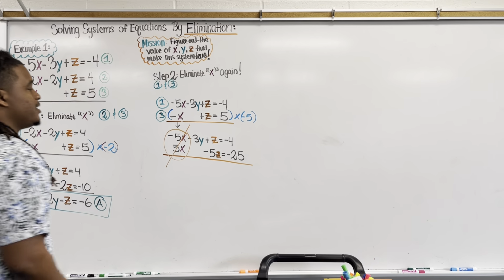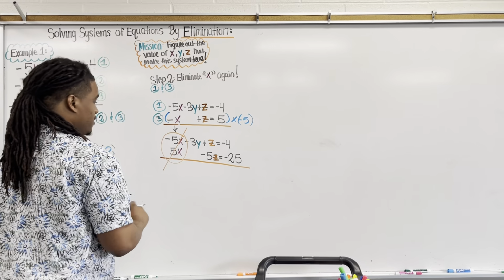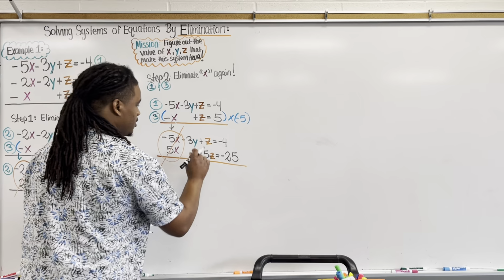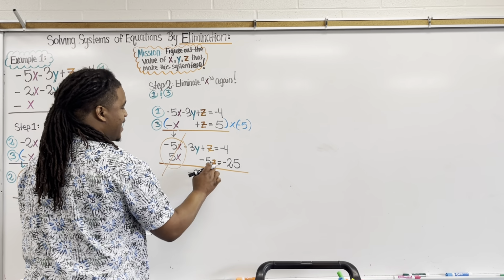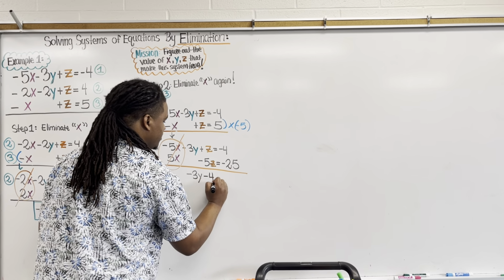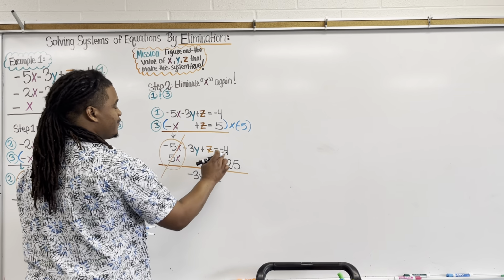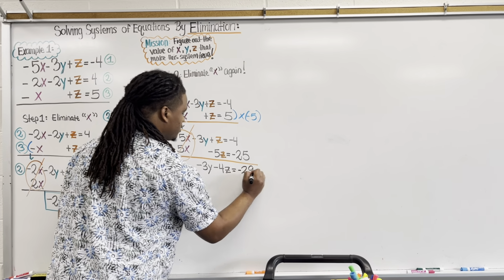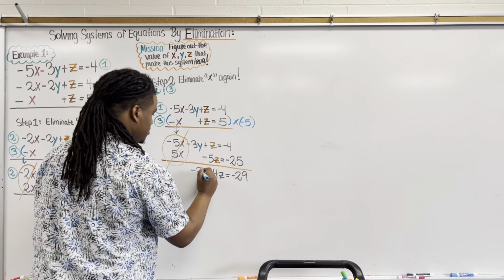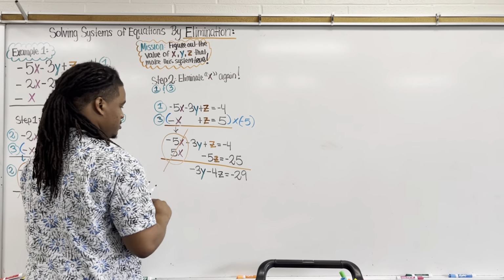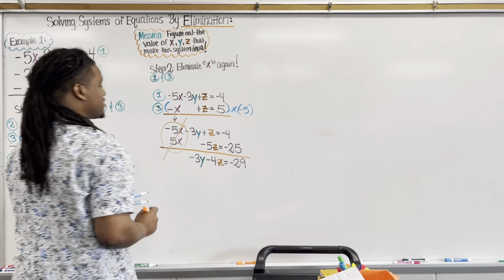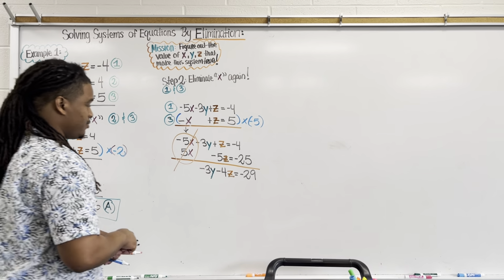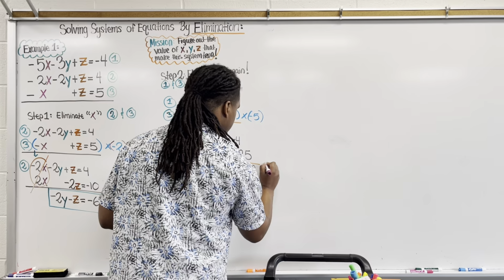So now all we do is put the rest together. I'm just going to bring down that negative 3y. Positive z minus 5z is a negative 4z. And a negative 4 plus a negative 25 is a negative 29. So this is the second new equation that we got. Remember, we labeled the first one as A, so we're going to label this one as B.